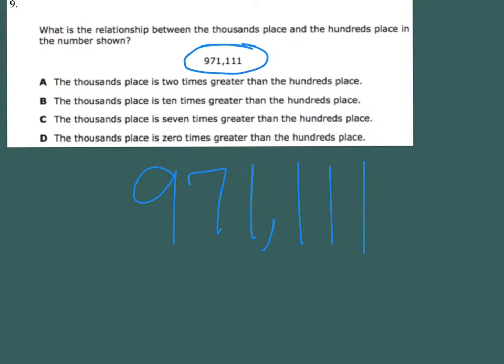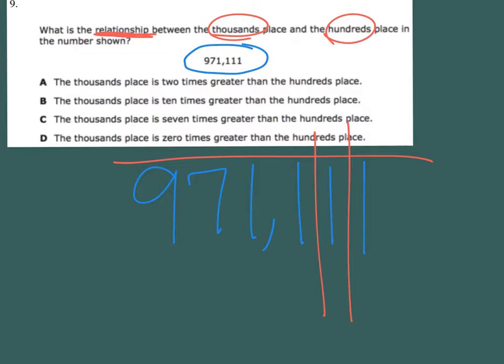First of all, how do I say that number? Excellent. 971,111. Now, it's asking me, what is the relationship between thousands and hundreds? So first off, I need to make sure that I know which one's my hundred, which one's my thousand. So I'm going to put this in a little mini place value chart. So help me label it. What do I start with?